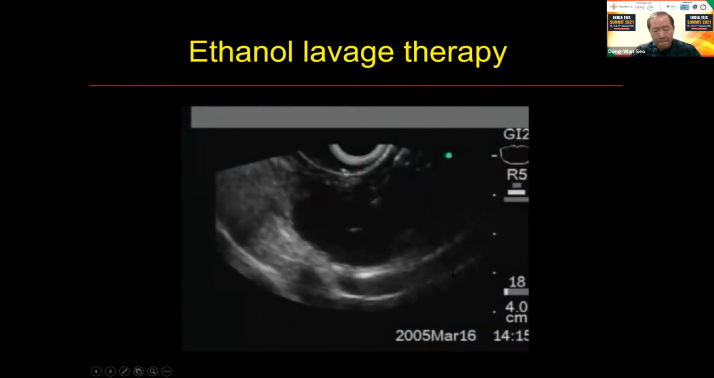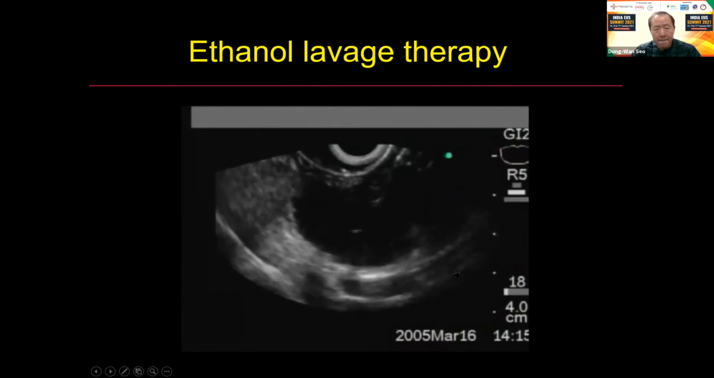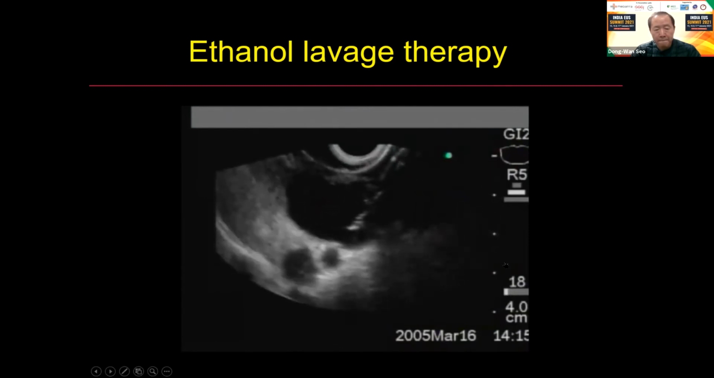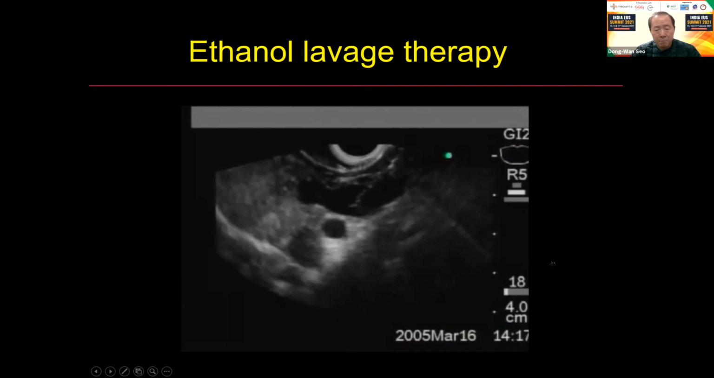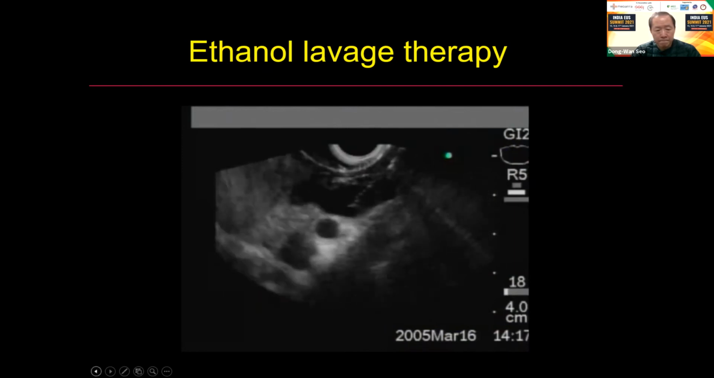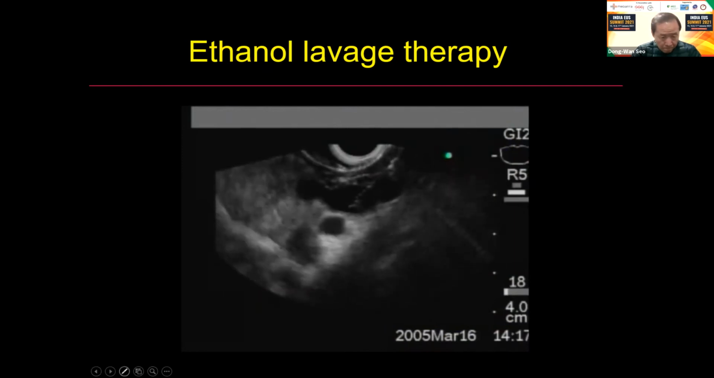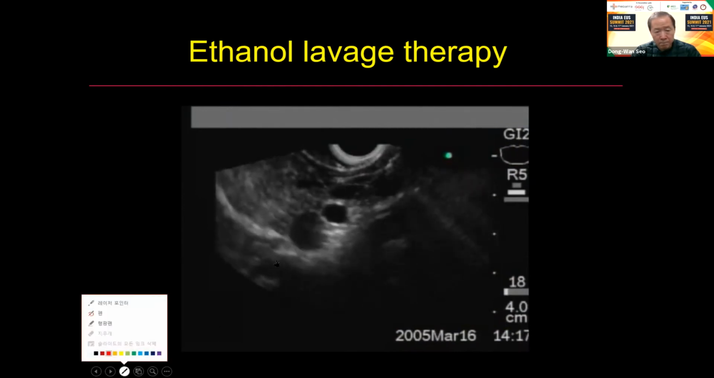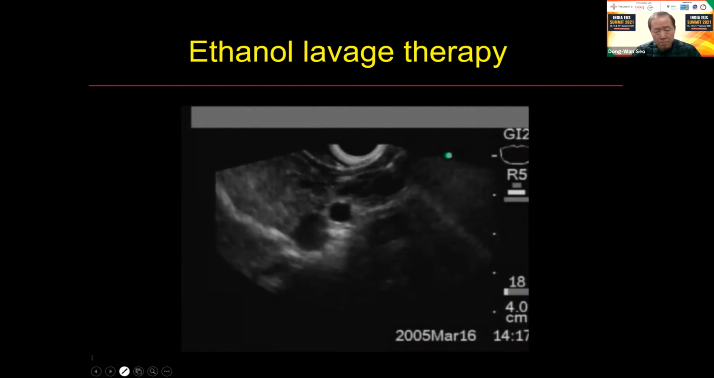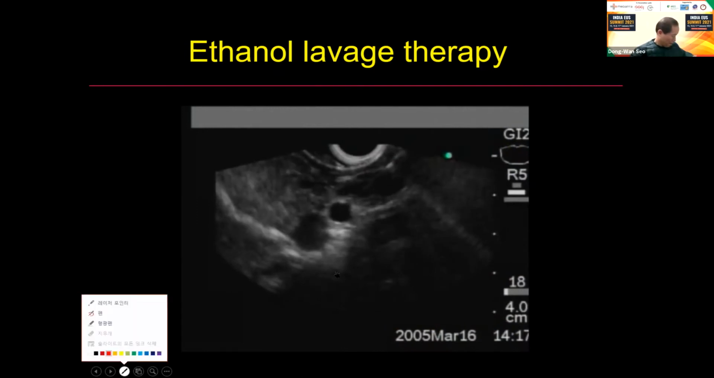Delineate the cystic tumor on the US view, insert the needle, and aspirate the cystic fluid. As you see here, if we aspirate the cystic fluid, the cystic cavity collapses and the nearby pancreatic tissue or vessel gets closer. So it is very important to keep the needle inside the cystic cavity.